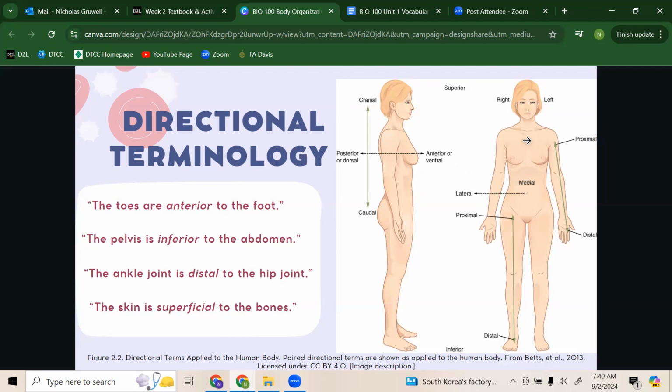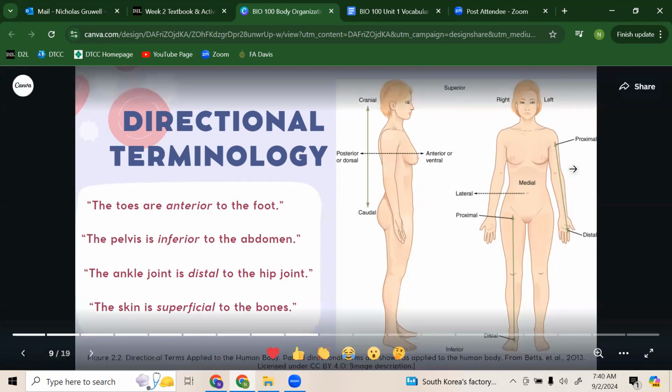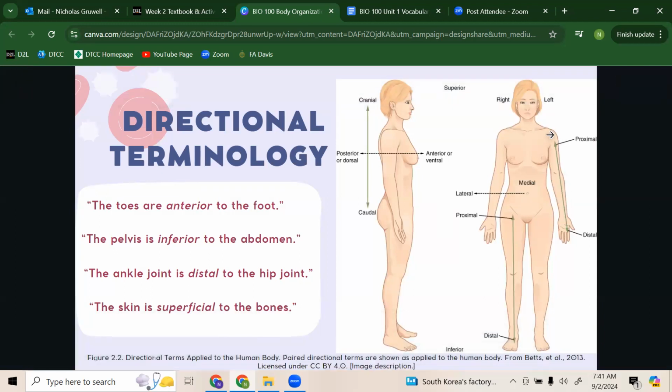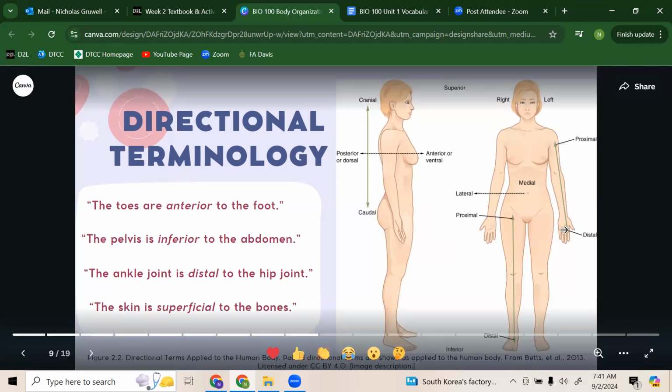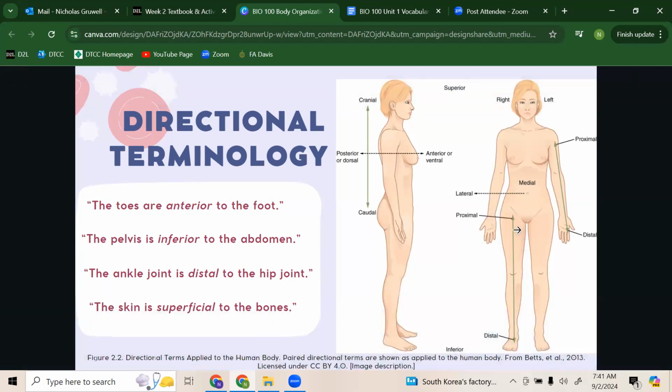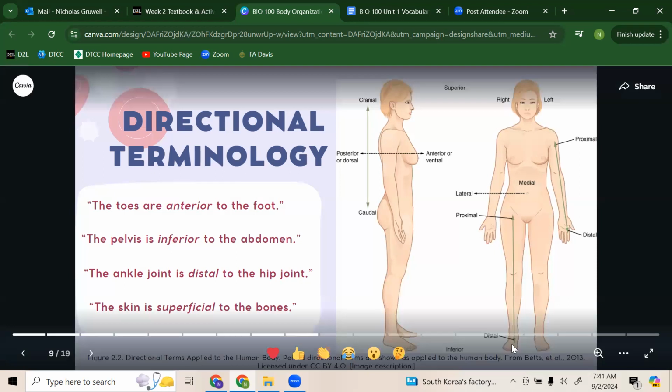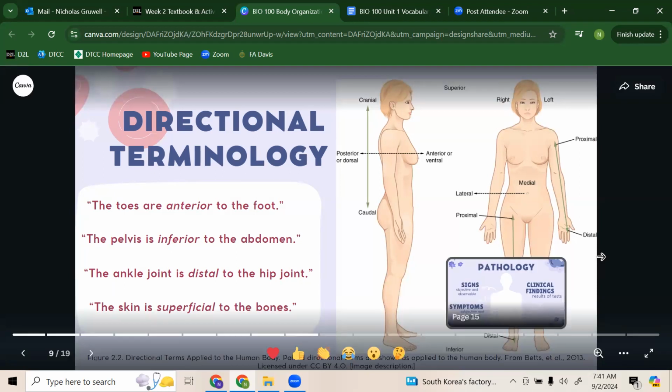Okay, medial is right down the midline. Lateral is away from the midline. So remember our example before was the umbilicus is lateral to the hip. So not to get confused with superior and inferior is proximal and distal. So proximal meaning closer to the attachment point, distal meaning farther away from the attachment point. So you see the shoulder is proximal to the hand. This can apply to the leg as well. The hip is proximal to the ankle, or vice versa, the ankle is distal to the hip.